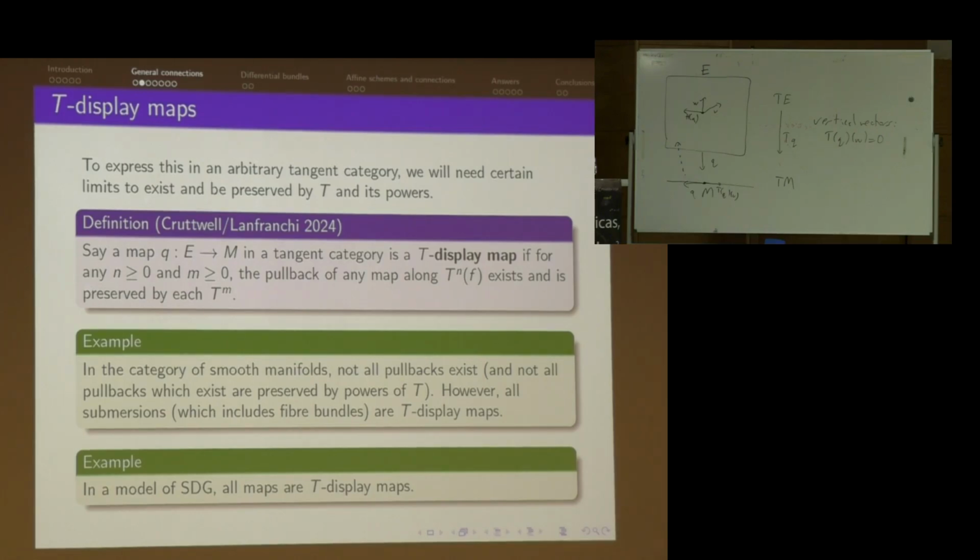A T-display map is something for which the pullback of any map along T to the power n exists and is preserved by T to the m. So every pullback along f and T f and T squared f exists, and all those pullbacks are preserved by T to the m. Now again, in smooth manifolds, not all maps will have this property, but submersions do. So submersions are going to be these examples of T-display maps. If you go to a setting like synthetic differential geometry where the tangent bundle functor is representable, then all maps are T-display maps, so you don't have to worry about this condition.